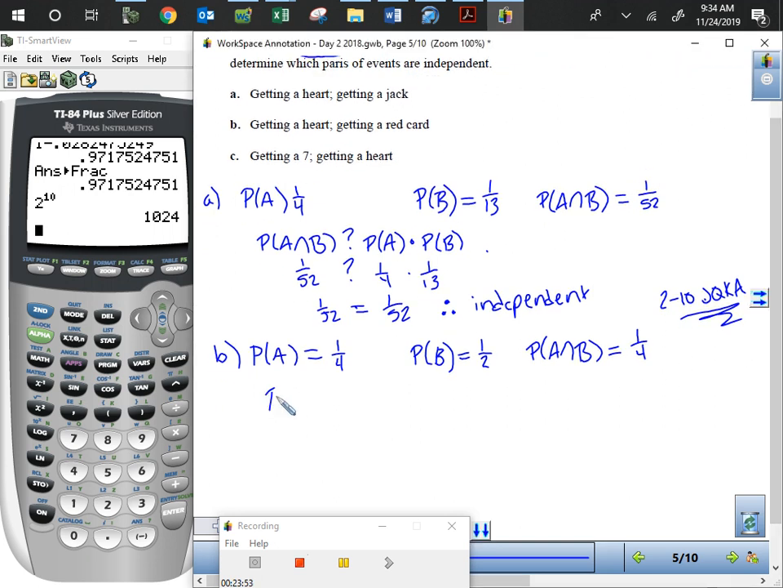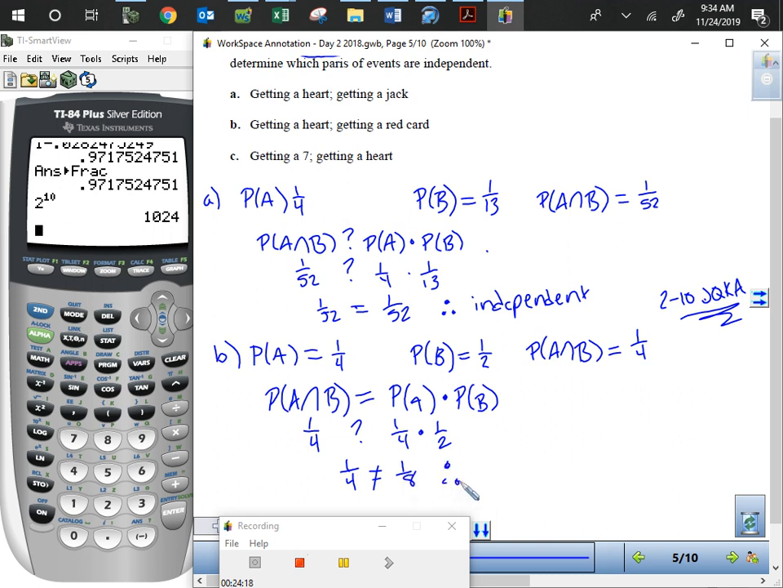So then we've got to look at our intersection compared to our product and see if they're equal. So I ended up with 1/4 for this. I want to compare it to 1/4 times 1/2. Okay, they're not equal. And that makes these dependent events.